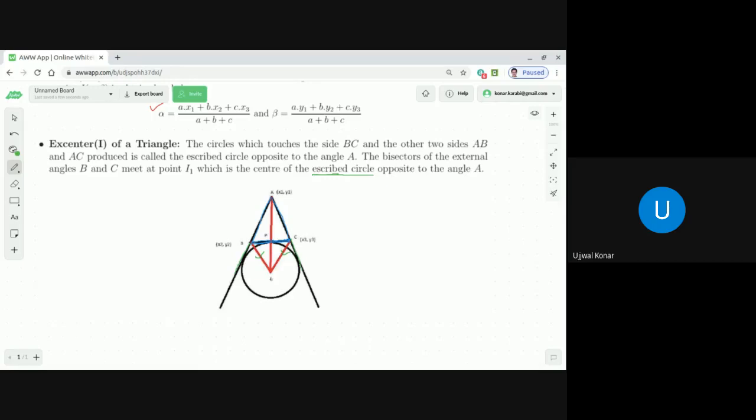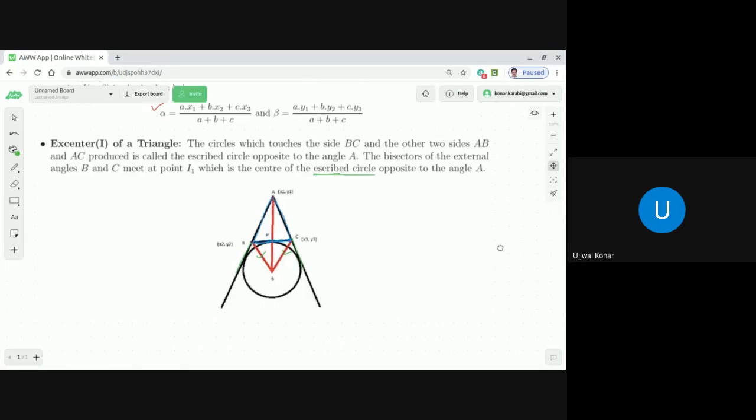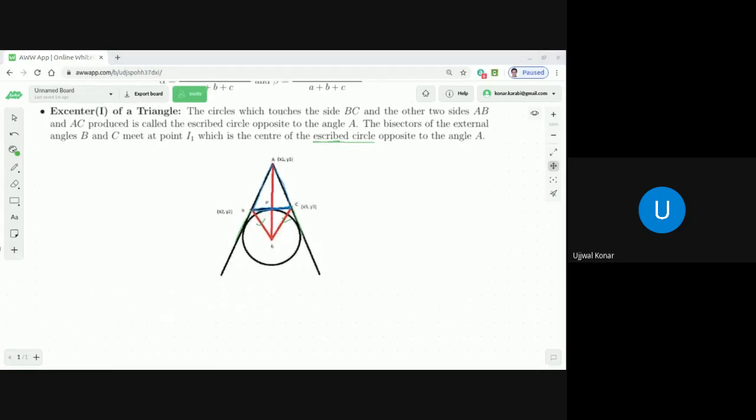So this circle is known as the ascribed circle opposite to the angle A, and the corresponding center is known as the excenter, denoted by I1. Why I1? Because similarly the ascribed circle opposite to the angle B is possible, and that excenter should be I2, and the ascribed circle opposite to the angle C has excenter I3. So we get I1, I2, I3, and what we are going to discuss, dear students, is the coordinates of these points I1, I2, I3.